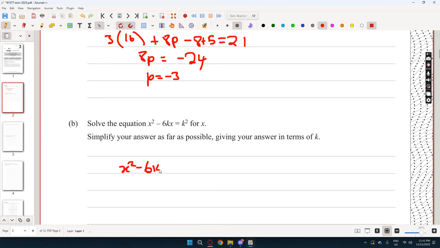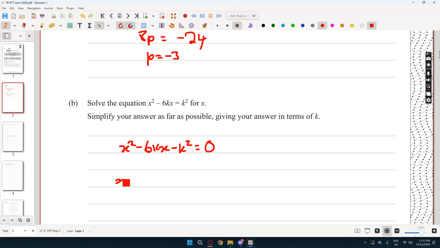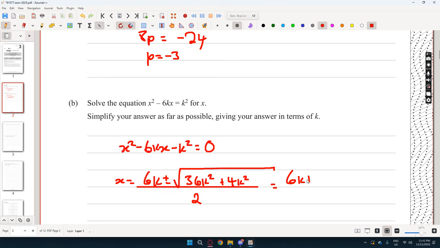X squared minus 6kx minus k squared equals 0. It's not going to be like 2k is the answer, is it? 3k? 2k? No. Or just k? No, I'm just guessing answers. X equals 6k plus or minus the square root of 36k squared plus 4k squared on 2 equals 6k plus or minus k root 40, that's k times root 4 root 10, so 2 root 10 plus or minus 2k root 10 on 2 equals 3k plus or minus root 10k.